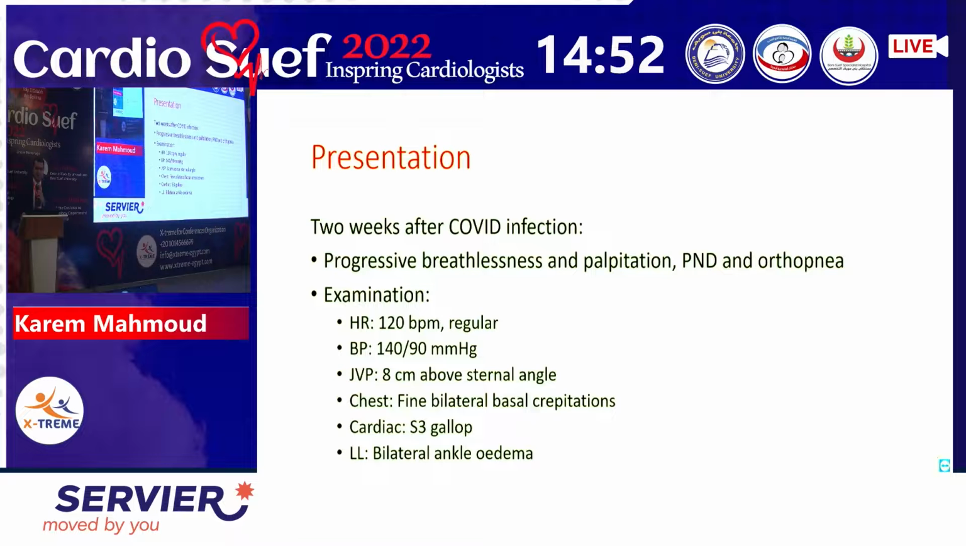Her presentation: two weeks after a COVID infection, she started to experience progressive breathlessness, palpitation, PND, and orthopnea. Her examination showed a regular heart rate of 120 beats per minute, blood pressure 140/90, elevated jugular venous pressure with fine bilateral basal crepitations, S3 gallop, and ankle edema.